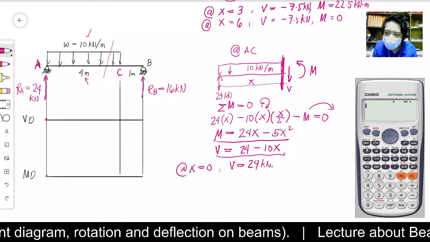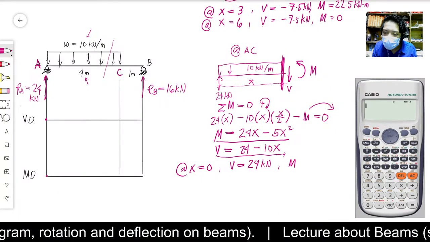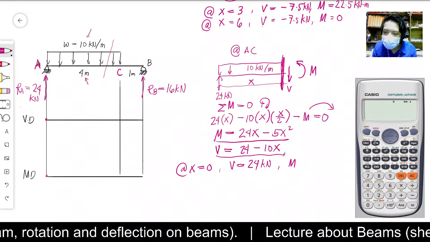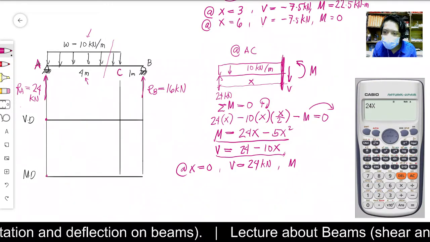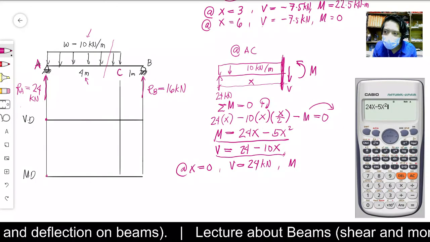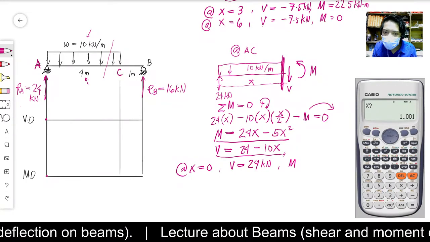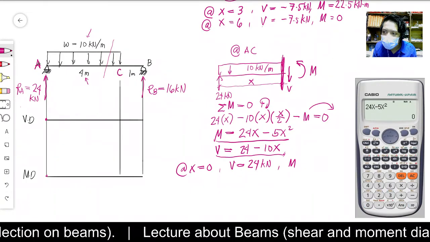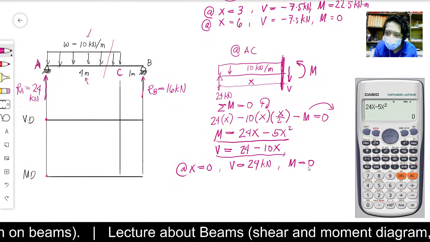24 kilonewton. And your moment is equal to 24x minus 5x squared. So when x is equal to 0, the value is 0. So your moment is 0.